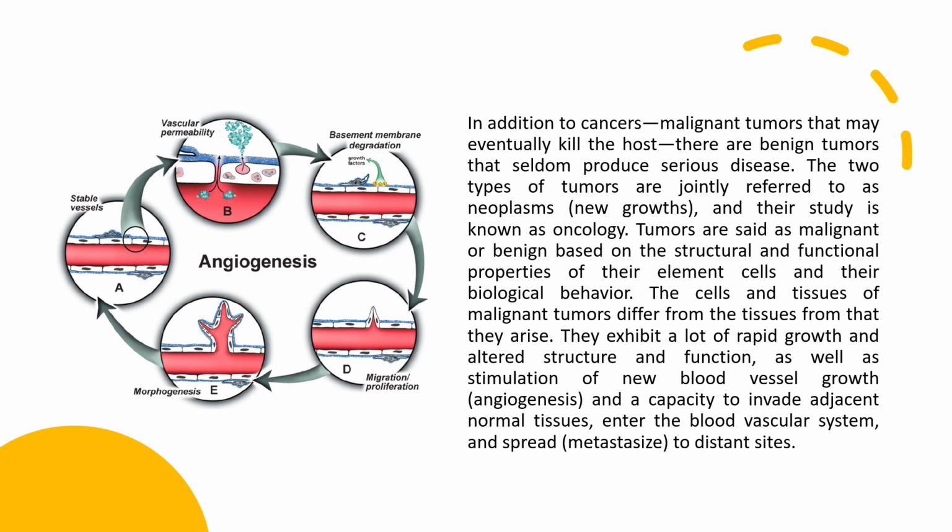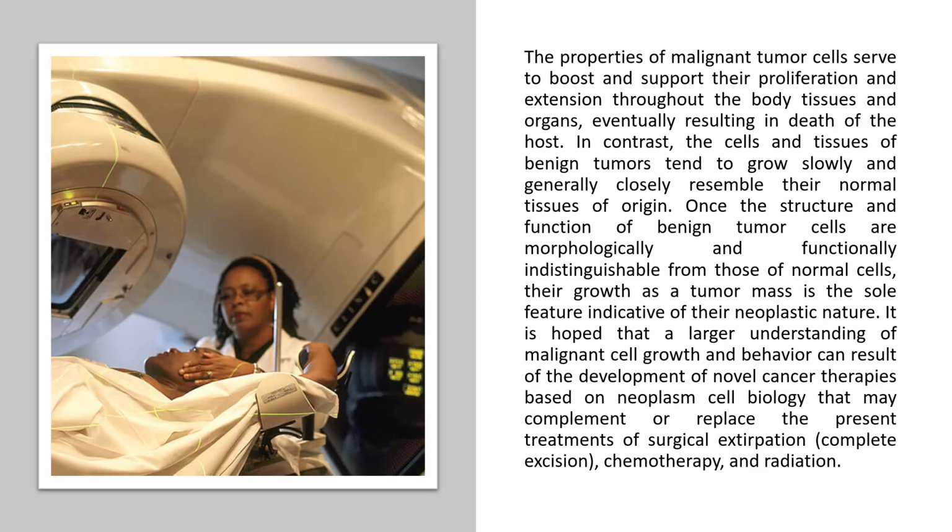Tumors are said to be either malignant or benign based on the structure and functional properties of their cell elements and biological behavior. The cells and tissues of malignant tumors differ from the tissues from which they arise. They exhibit rapid growth and altered structure and function, as well as stimulation of new blood vessel growth, known as angiogenesis, and a capacity to invade adjacent normal tissues, enter the blood vascular system, and spread. They metastasize to different sites. The properties of malignant tumor cells serve to boost and support their proliferation and extension throughout the body tissues and organs, eventually resulting in death of the host.